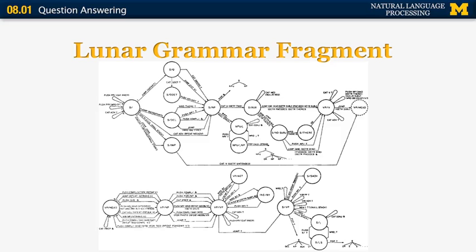So just to give an idea what an ATN looks like, this is a snapshot from the Bill Woods paper from 1972. You can see that you cannot really read the fonts, but you can get an idea that this is a fairly complicated finite state automaton that is used to represent the user's questions.